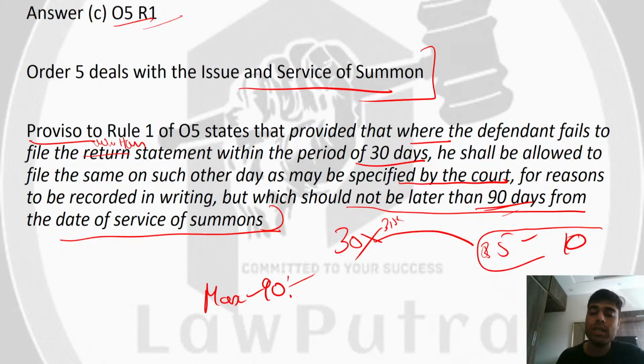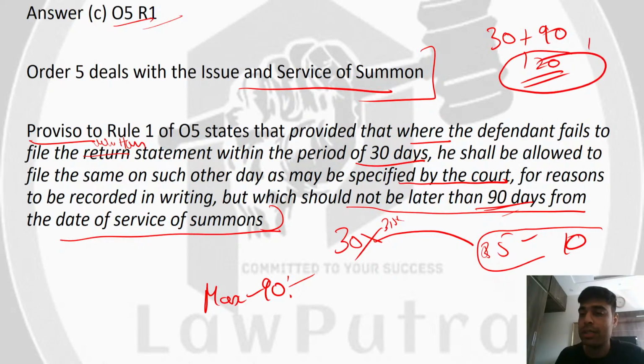So if a question is asked what is the maximum time period under the Code in which a person can file his written statement, that will be 30 days, which the person already has, plus a maximum of 90 days. That means 120 days. So in total, a person has 120 days to file his written statement.